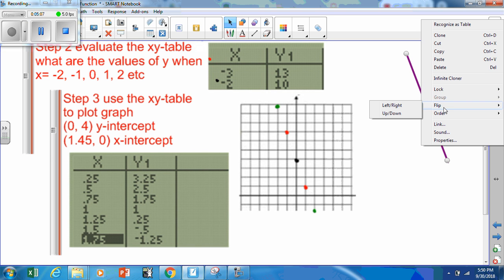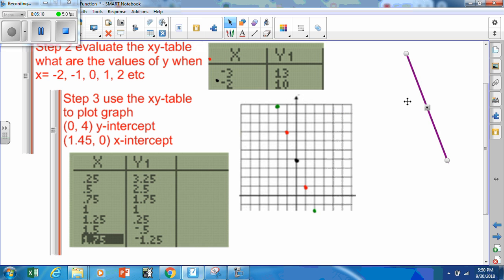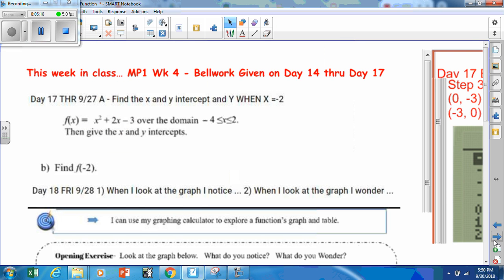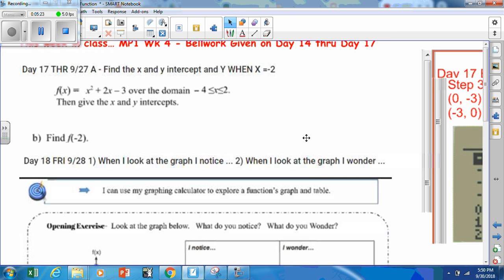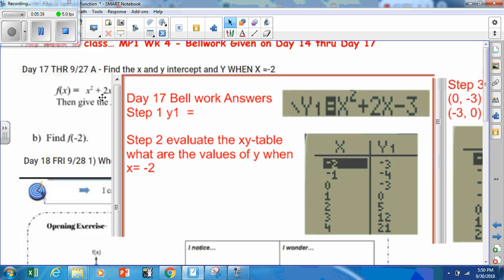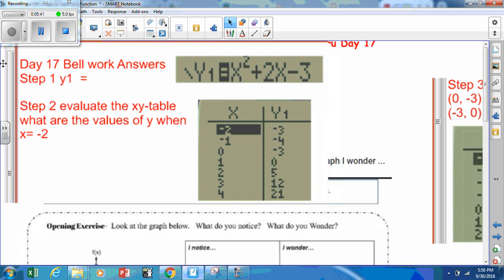All right, on day 17, I was asked, if I have this equation, x squared plus 2x minus 3, over a domain of -4 to +2, find my x and y intercepts, and let me know what y is when x is -2. We start by, again, putting that equation into our y editor and evaluating our xy table. What is the value for y when x is -2? Well, when x is -2, y is -3.